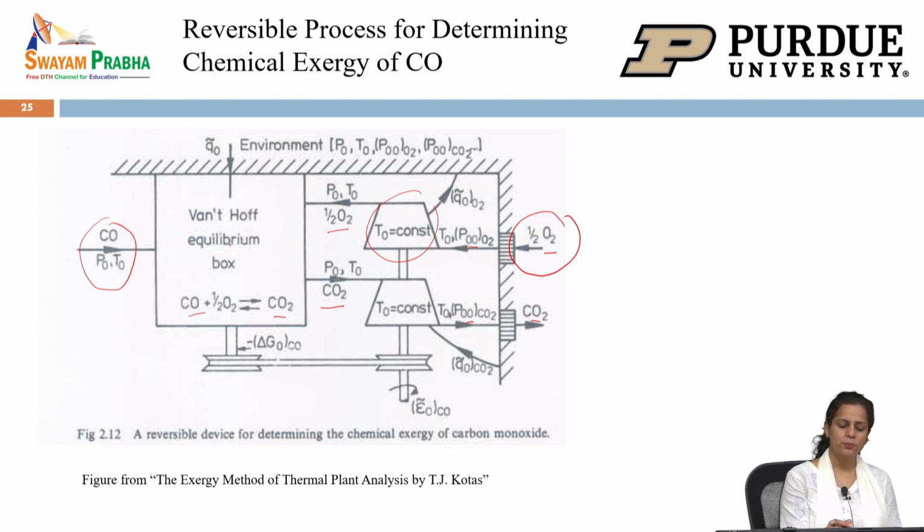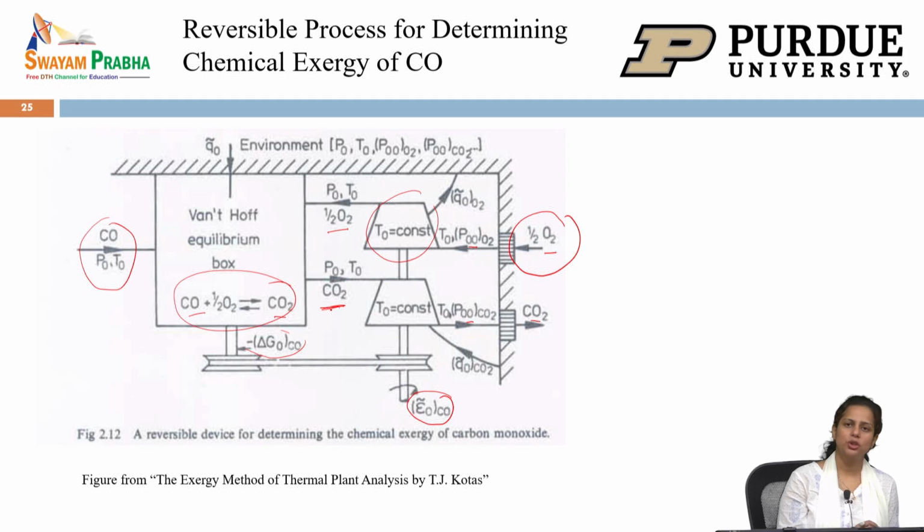After doing this work, you put it in the Van 't Hoff equilibrium box, and then you see that there is some reaction that needs to be done to convert your CO to CO2, so that it can come in equilibrium dead state in the environment. And for that also there is some work done, which is your negative of delta G naught, which is the Gibbs free energy which is released when this reaction happens. If it is endothermic you need to do work, if it is exothermic it will release or do work, and that is also connected to the shaft. So, that is the work done, which contributes to the molar exergy of the carbon monoxide.